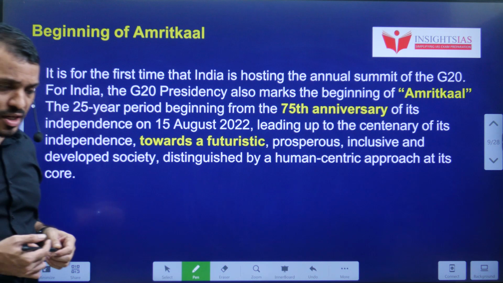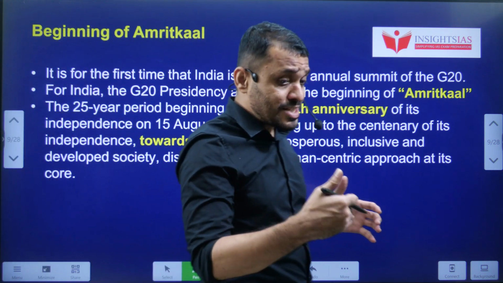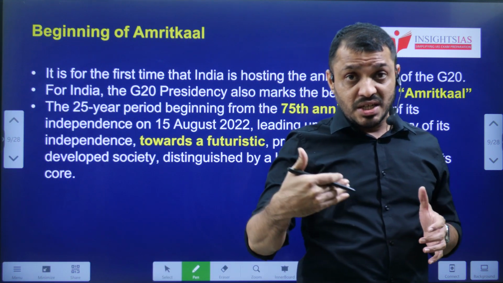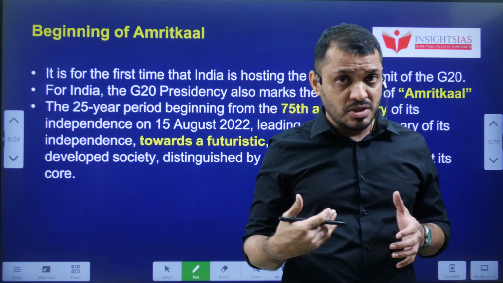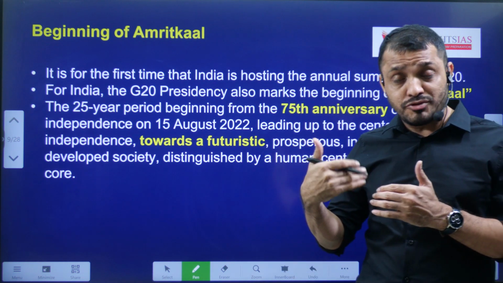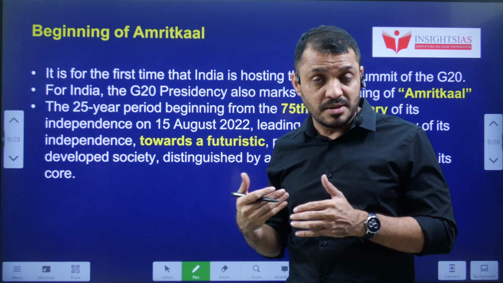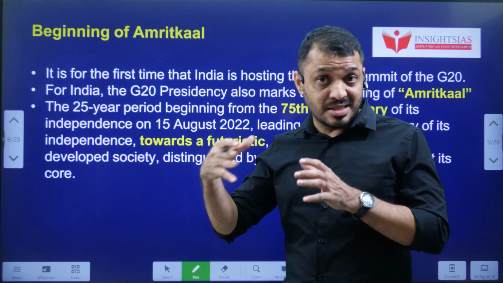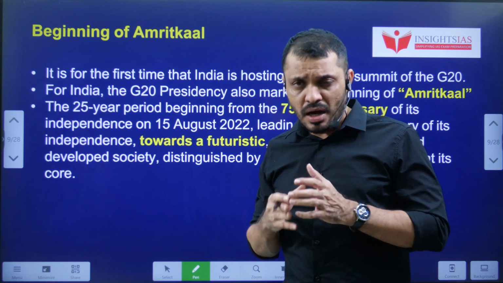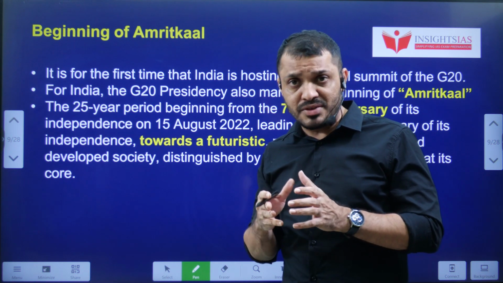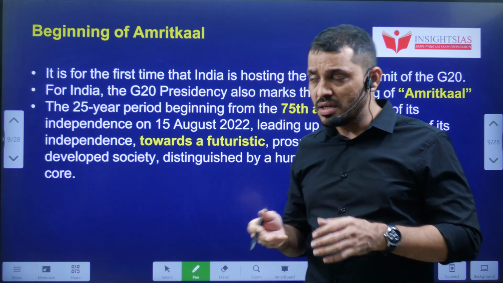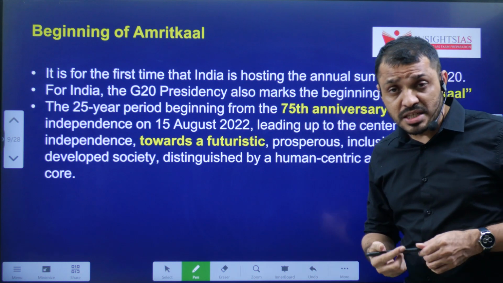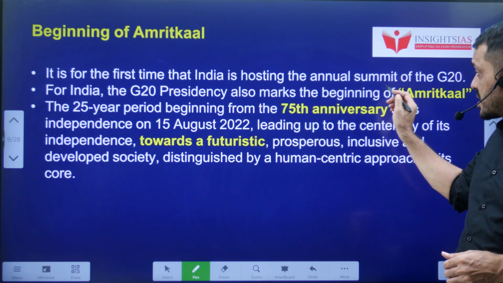Next, the beginning of the Amrit Kal. You know, students, last year we celebrated 75 years of Indian independence, Azadi Ka Amrit Mahotsav. From last year, 2022, till 2047, we are going towards the Amrit Kal. Amrit Kal is all about the 100th anniversary of Indian independence. Now, this G20 is marking India's journey towards the Amrit Kal.